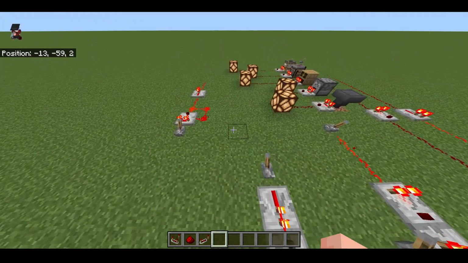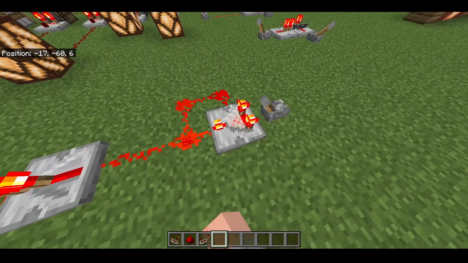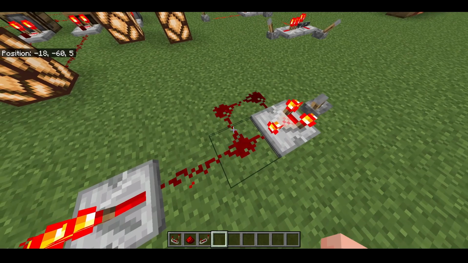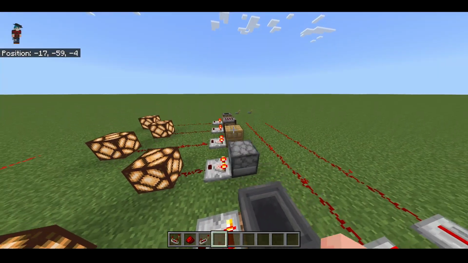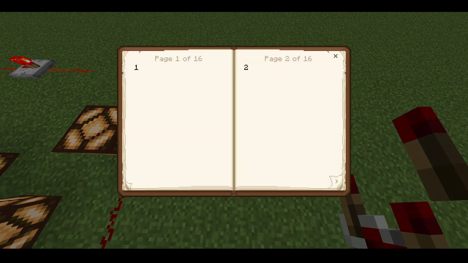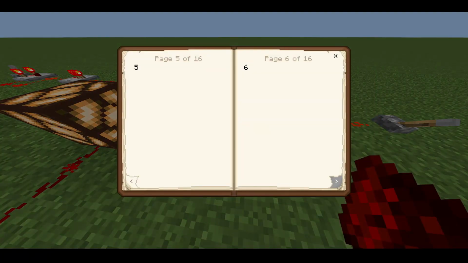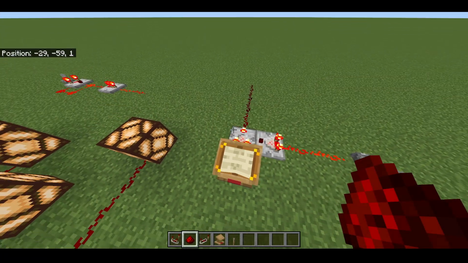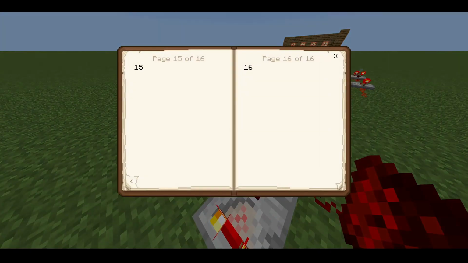Now comparators can be used for many different things, like clocks, the most common use for them, reading outputs as seen here, or for a lectern, to prevent an output until you reach the last page.